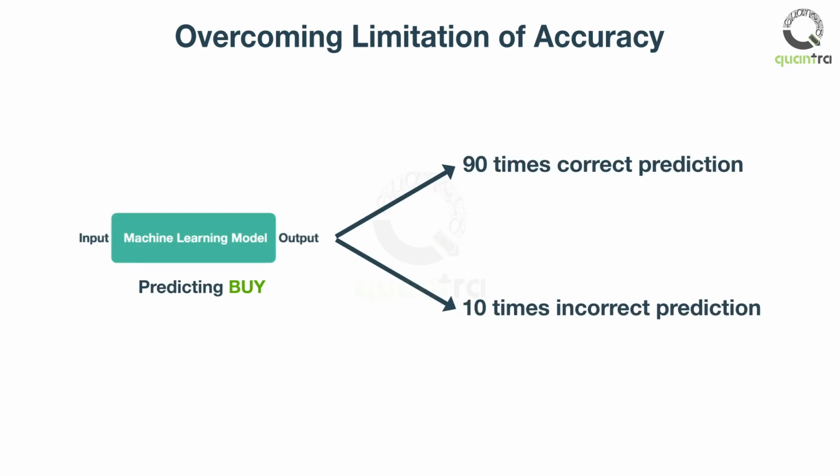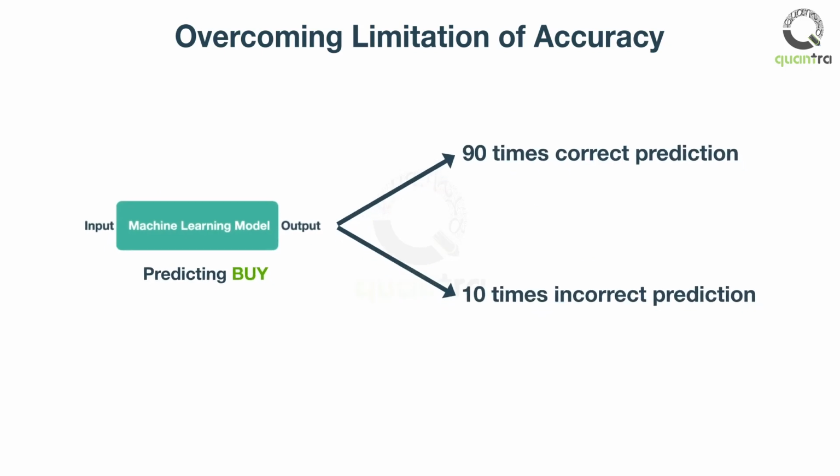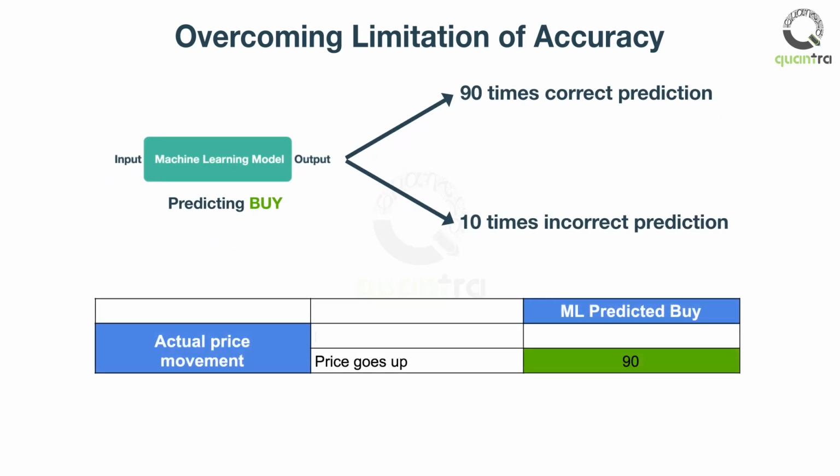It comes out that the ML model predicted 100 times that the price would go up. The price actually went up 90 times. And 10 times it actually fell. So, for predicting the buy signal, the model is 90% accurate. That's pretty good.